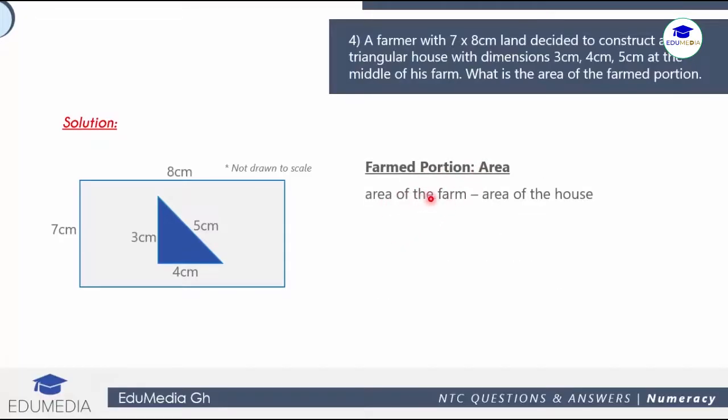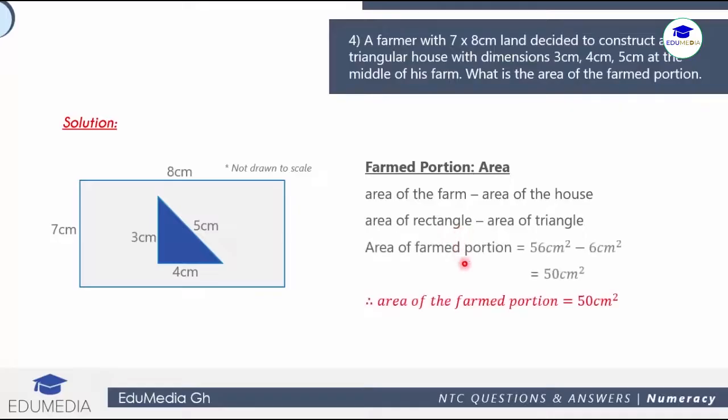So area of the farm minus area of the house, taking out this area from the whole rectangle or from the whole farm, we are able to get an answer here that is 56 centimeters. That's the area of the whole farm, minus 6 centimeters squared, that's the area of the house, and then the answer is 50 centimeters squared. So therefore the area of the farmed portion is 50 centimeters squared. Alright, this is it. So 50 centimeters squared.